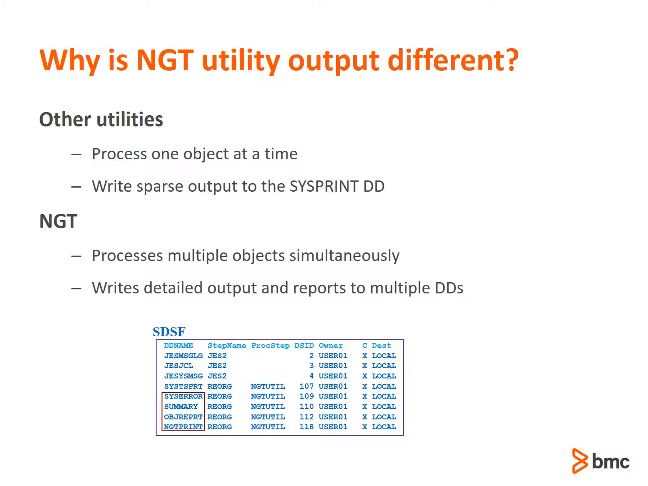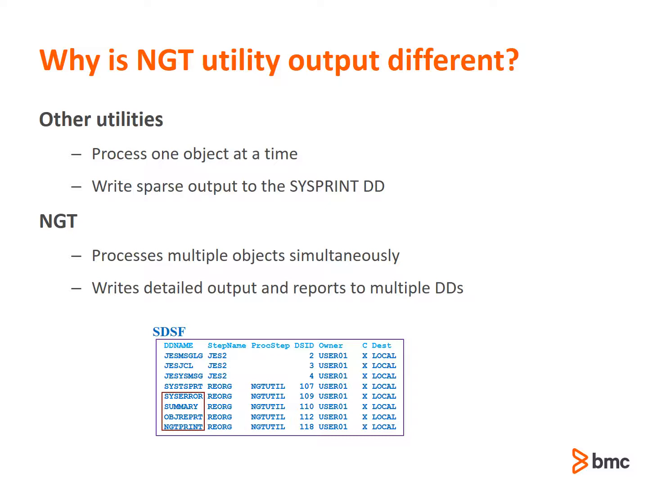In the past, utilities have typically processed only one object at a time and produced only a small amount of standardized output to the sysprint. NGT utilities, on the other hand, can use wildcards and process many objects simultaneously in the same utility step. With our server technology, different partitions and indexes for the same object can be processed in different jobs concurrently. NGT utilities write outputs and reports providing details needed for diagnostics and other segregated outputs.